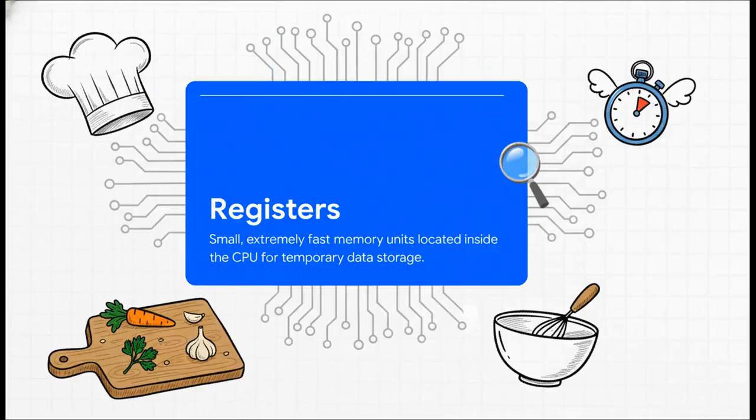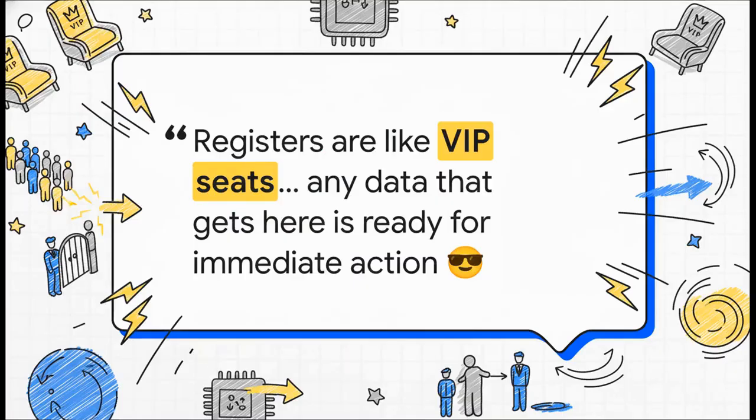Now these are tiny, but incredibly fast little storage spots located right inside the CPU. Going back to our chef, the registers are like the chef's personal chopping board or countertop. It's where they keep the ingredients they need right now for the dish they're currently making. Super close, super fast.